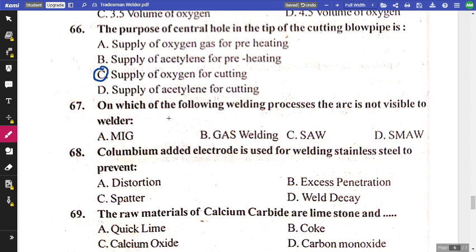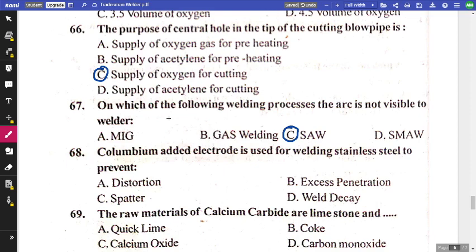In which of the following welding processes is the arc not visible to the welder? The arc is suppressed, or the arc is there but not visible. Options: MIG welding, where the arc is visible. Gas welding, where there is no arc actually. Then submerged arc welding. From the name itself we can tell that in submerged arc welding the arc is submerged. In shielded metal arc welding, the arc is shielded with a shielding gas, so it is visible but only shielded.